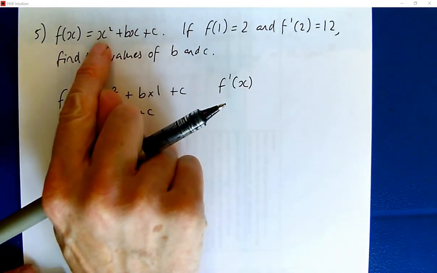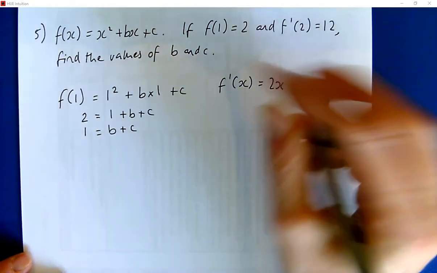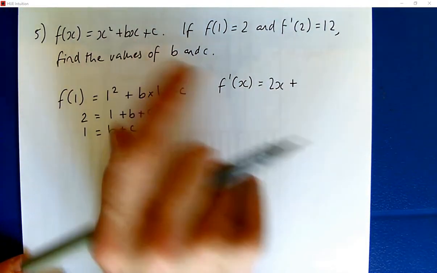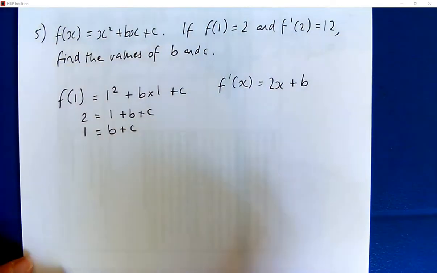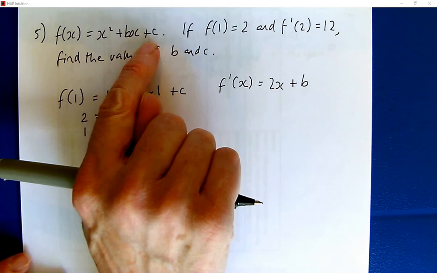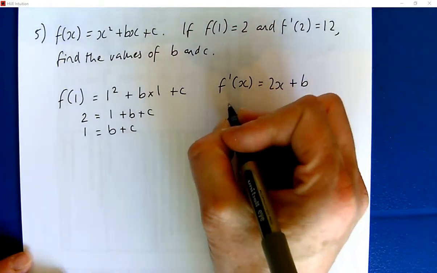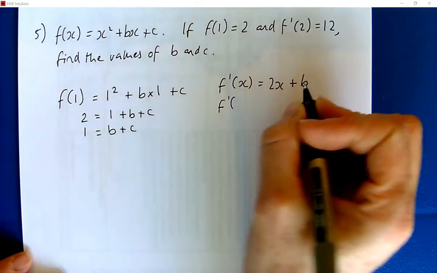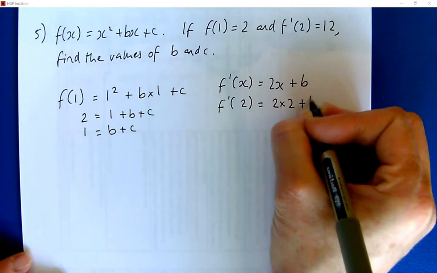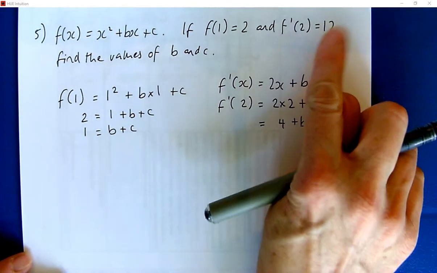So bringing down the power, we've got 2x plus, now remember, b is just a number that we're going to find out. So we're differentiating the x, that will give us 1, and it's times b. And then c is just a number that we're going to find out. If you differentiate a number, you get 0. So now we can work it out when x is 2. So we've got 2 times 2 plus b. And so that is 4 plus b. And we know that that equals 12.